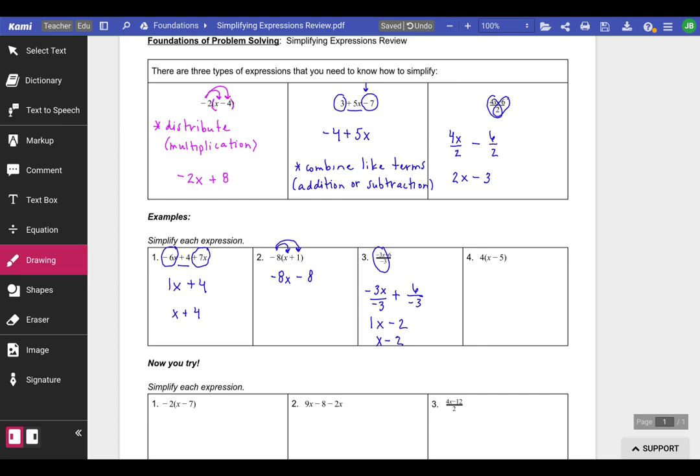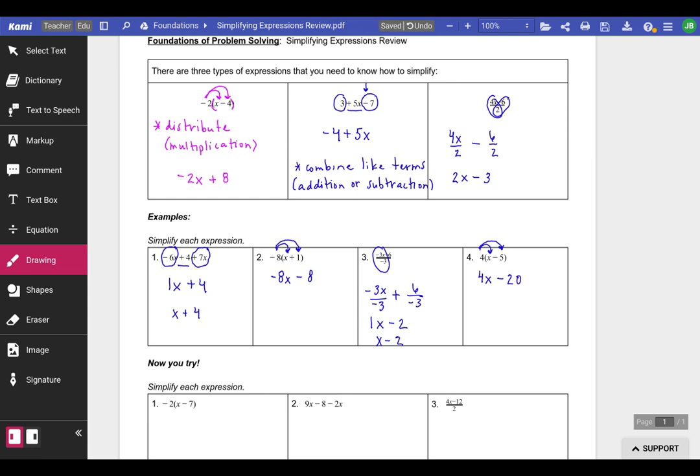All right, last one. Again, this is just another distributing problem, and I can tell because I have parentheses. So we're going to take that number outside and multiply it. So we're going to get 4x, and then 4 times a negative 5 is a minus 20.